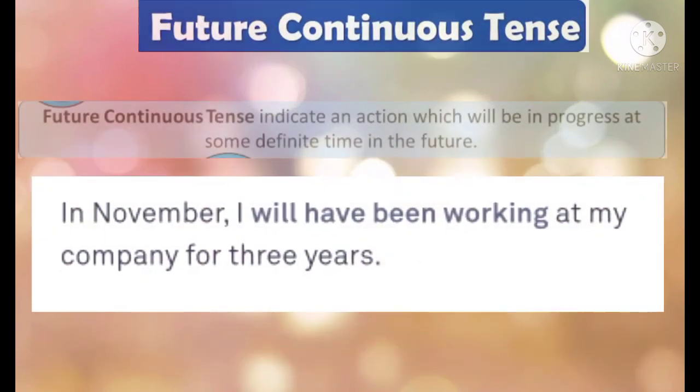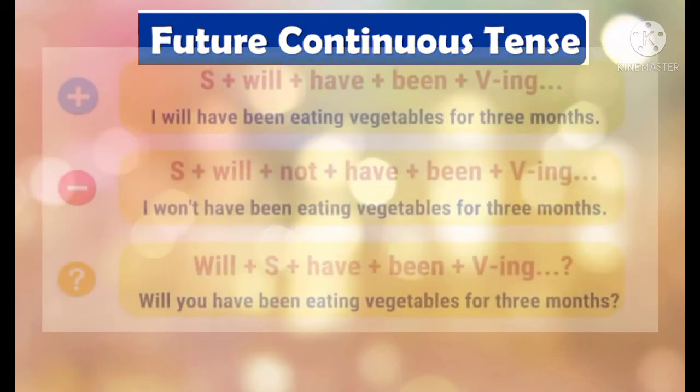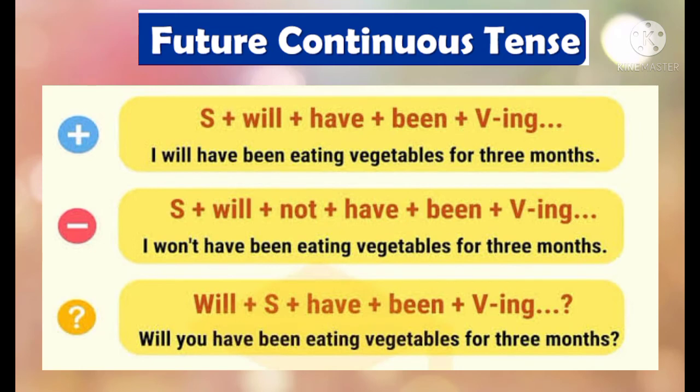Now children, let us see future perfect continuous tense. Children, future perfect continuous tense indicates an action which will be in progress at some definite time in the future. For example, in November, I will have been working at my company for 3 years. Now children, let us see the formulas for making sentences in this tense.